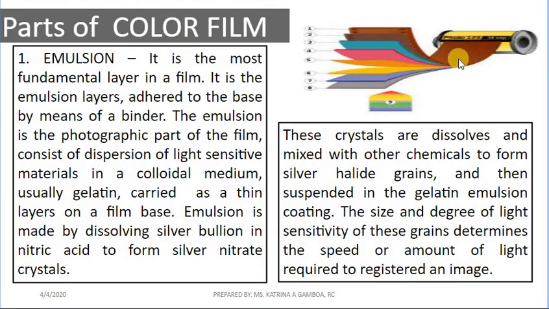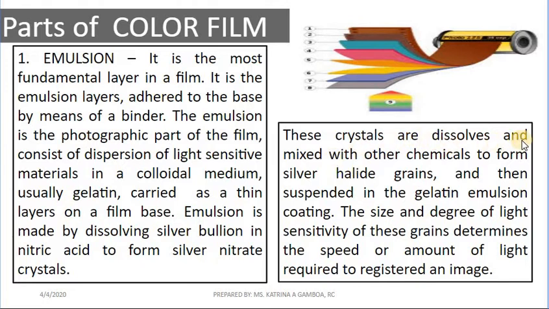Ito yung emulsions, yung color pinaka-brown. Okay? Ito na yung silver halides. So, it is the most fundamental layer in the film. The emulsion layer is adhered to the base by means of a binder. The emulsion is the photographic part of the film, consisting of a dispersion of light-sensitive materials in a colloidal medium. Usually, gelatin ang ginagamit nila, carried as a thin layer on a film base. Emulsion is made by dissolving silver bullion in nitric acid to form silver nitrate crystals.